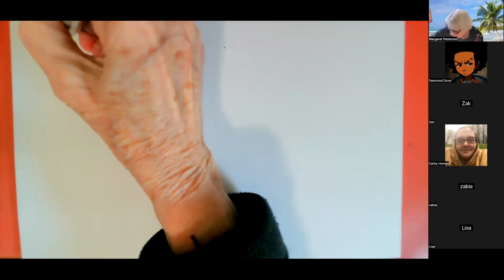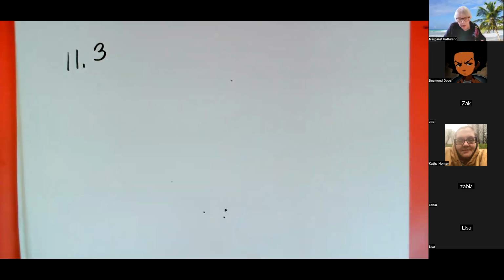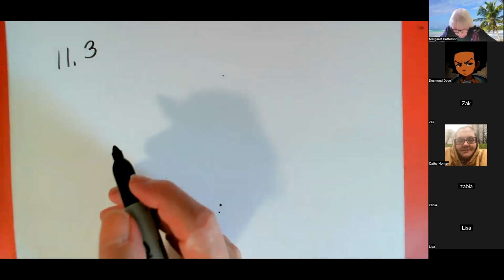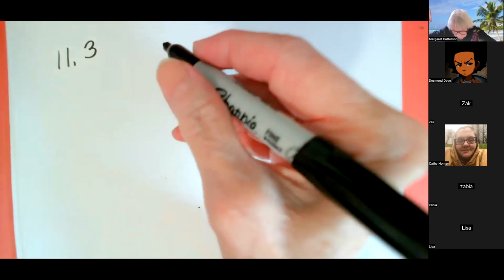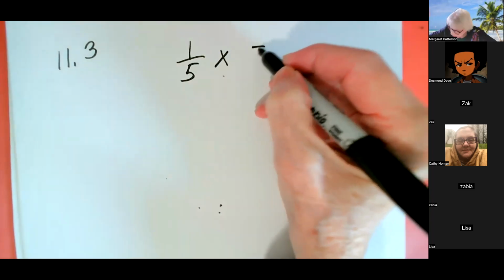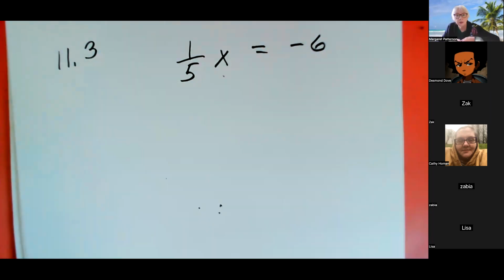Now, I had started with 11.3, and I want to get this new material out of the way first, and then we'll still have some time, I think. So 11.3, what I did already was I did a few problems where, let's see, 1/5 x equals -6.